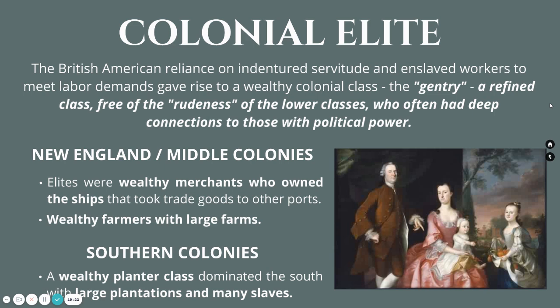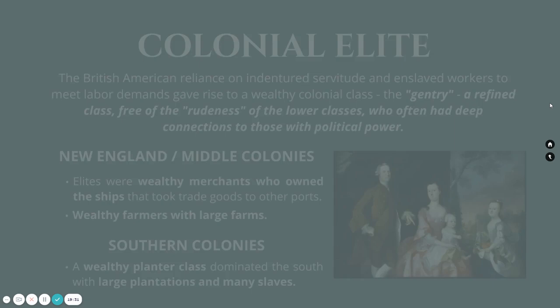Now, so that is for social classes, enslaved and indentured at the very bottom, the middle classes in the middle, and then you have the colonial elite pretty much at the top.